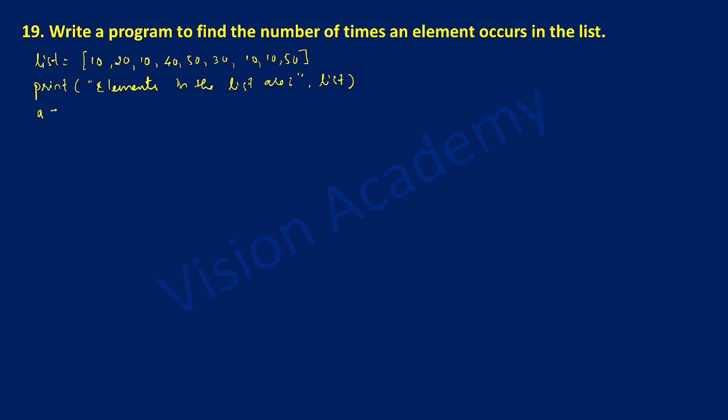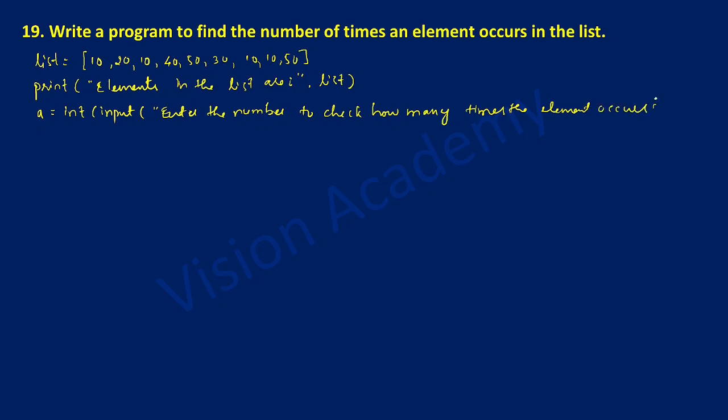Next, I'll take a variable called a of type integer, and in an input statement, we will ask the user to enter the number to check how many times the element occurs in the list, and the double quotation mark over here, and put closing brace.